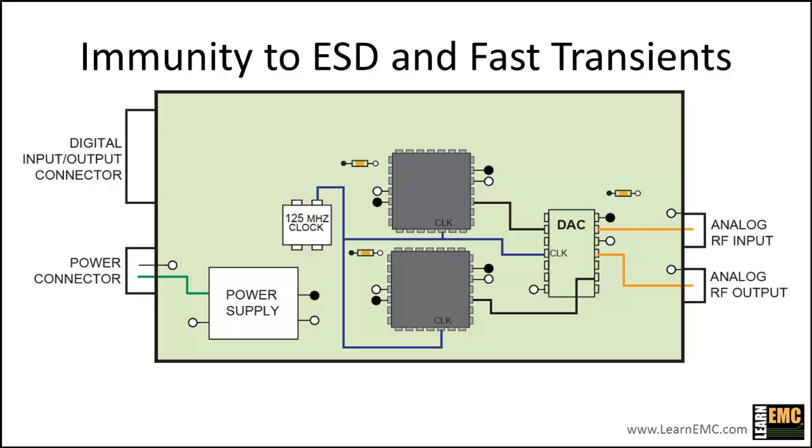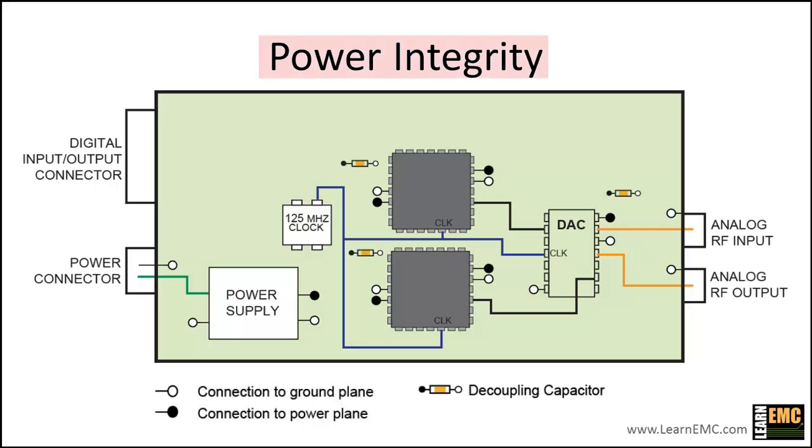Our final goal for this circuit board is power integrity, which relates to both immunity and emissions. We want our power bus to deliver a consistent voltage to the devices on the board so that they operate properly. We also want to make sure that noise on the power bus doesn't lead to unacceptable emissions. Adequate decoupling is important for addressing both of these potential problems.